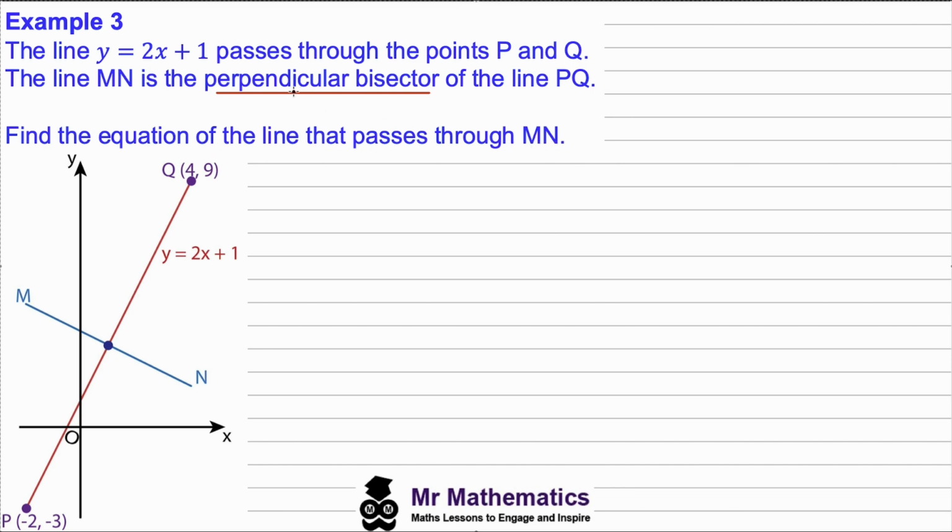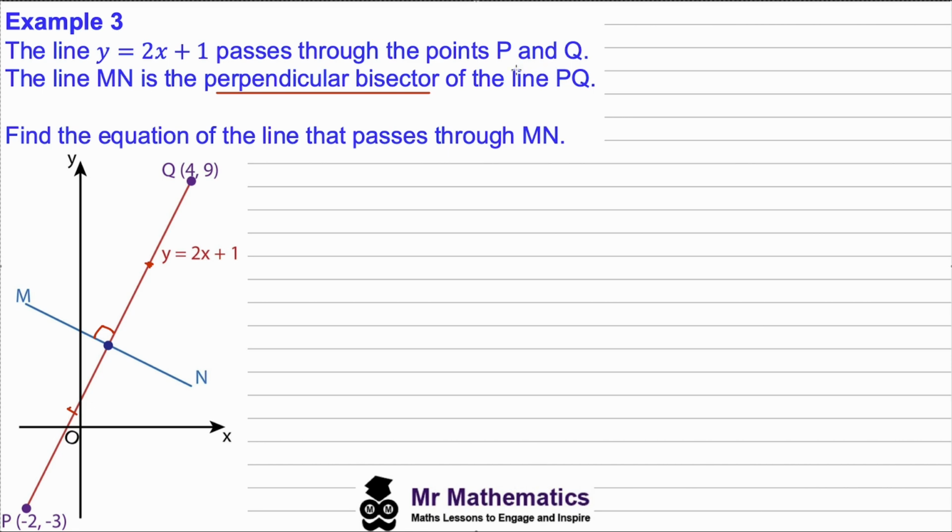So, do you know what perpendicular bisector means? This means it's a line which cuts PQ exactly halfway at 90 degrees. So the angle between MN and PQ is perpendicular, and these two sides are equal. Okay? So do you want to try this question yourself? You can pause the video and come back when you're ready.